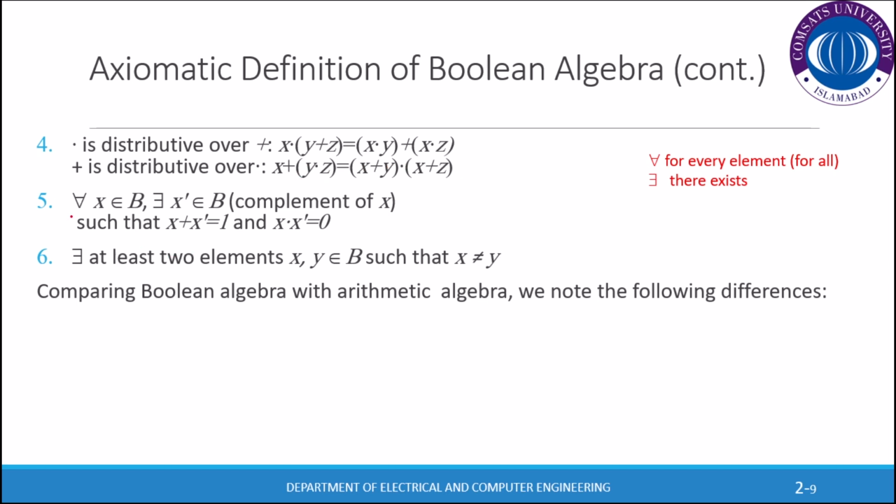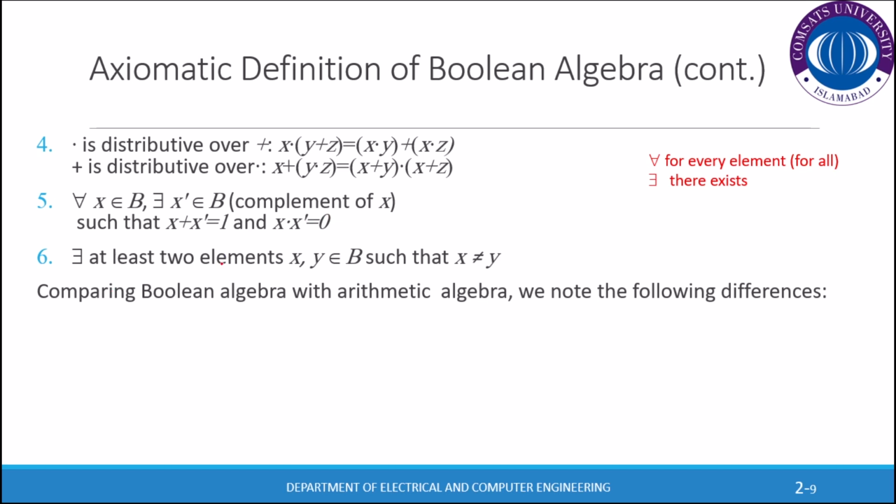Now comes the fifth one, which was complement. Here it says that for every element x that belongs to B, there exists an x bar that belongs to B, that is the complement of x, such that x plus x bar will give us 1 and x dot x bar will give us 0.